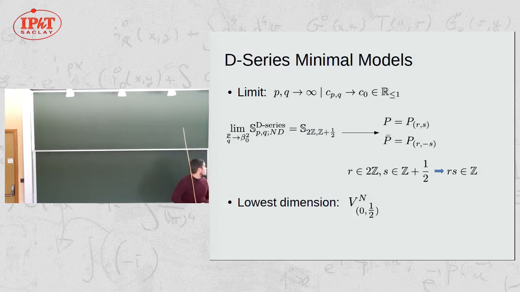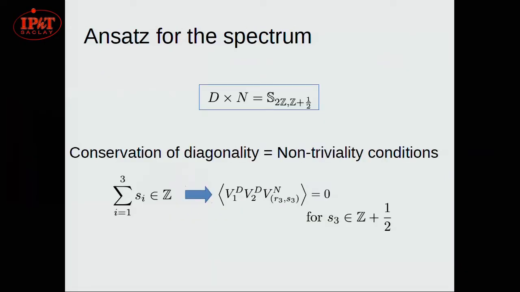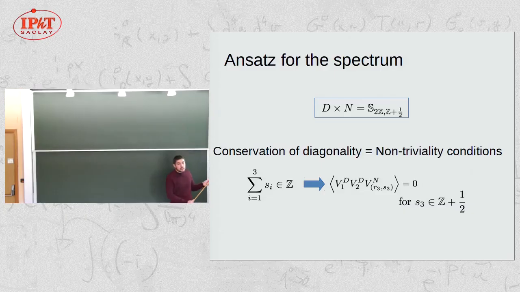This spectrum appeared in a paper by Sylvain Ribault and Raoul Santachiara in 2016, in which they related certain correlation functions involving these fields and this spectrum to a critical point of percolation in 2 dimensions. So it's nice to see it appear also in this way. So our ansatz for the spectrum will be this one, and as we said before, it will appear whenever we take the OPE between a diagonal and non-diagonal field.